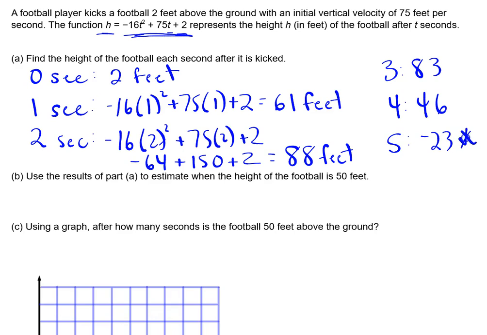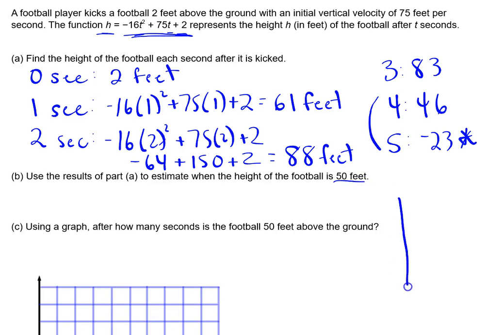Now, there should be a red flag there. We know that the football can't be at negative 23 feet. But obviously, somewhere between here and here, it hit the ground. And then it stops. So this Part B says, use the results of Part A to estimate when the height of the football is at 50 feet.